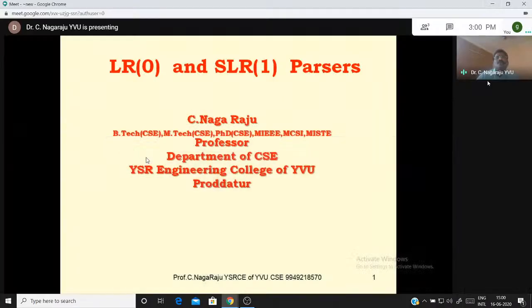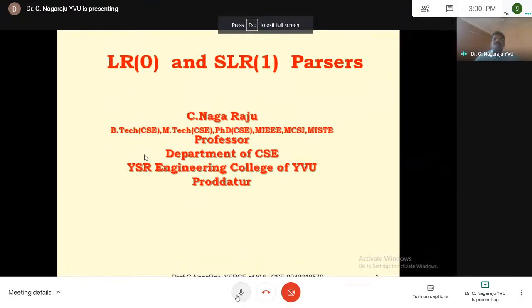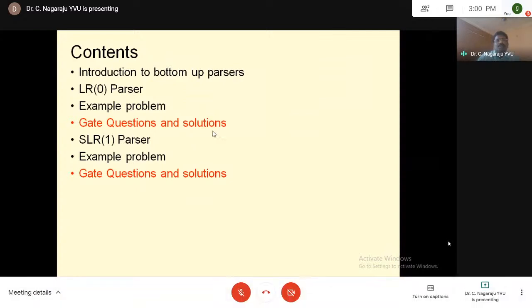Today I am going to discuss LR0 and SLR1 parsers. So, that means bottom-up parsers. Today's contents are Introduction to Bottom-up parsers, LR0 parser, example problem, GATE questions on LR0 problems, LR1 parser, example problem, GATE questions and solutions.